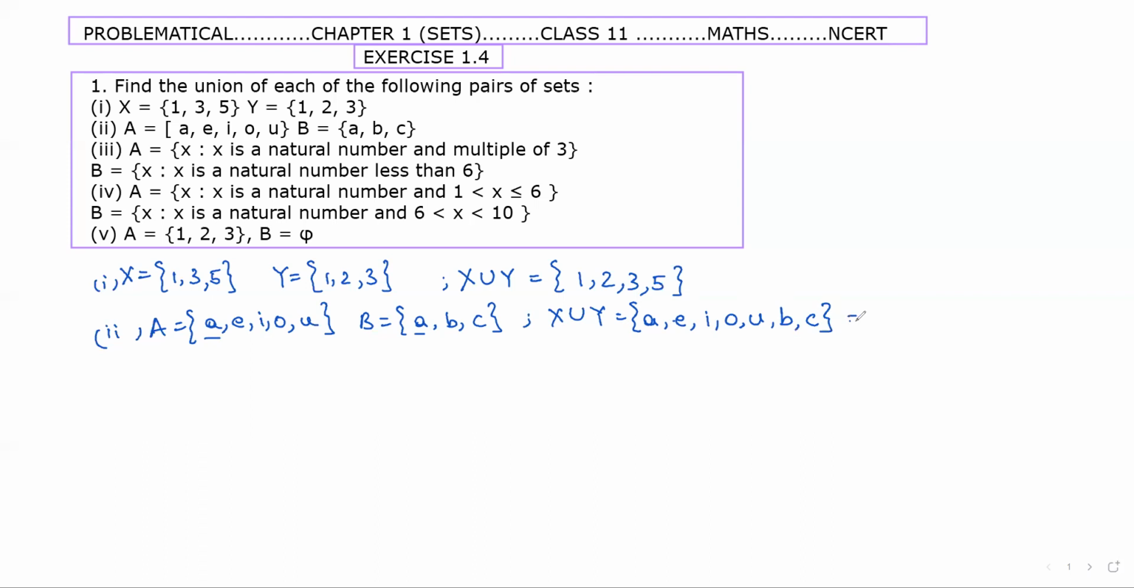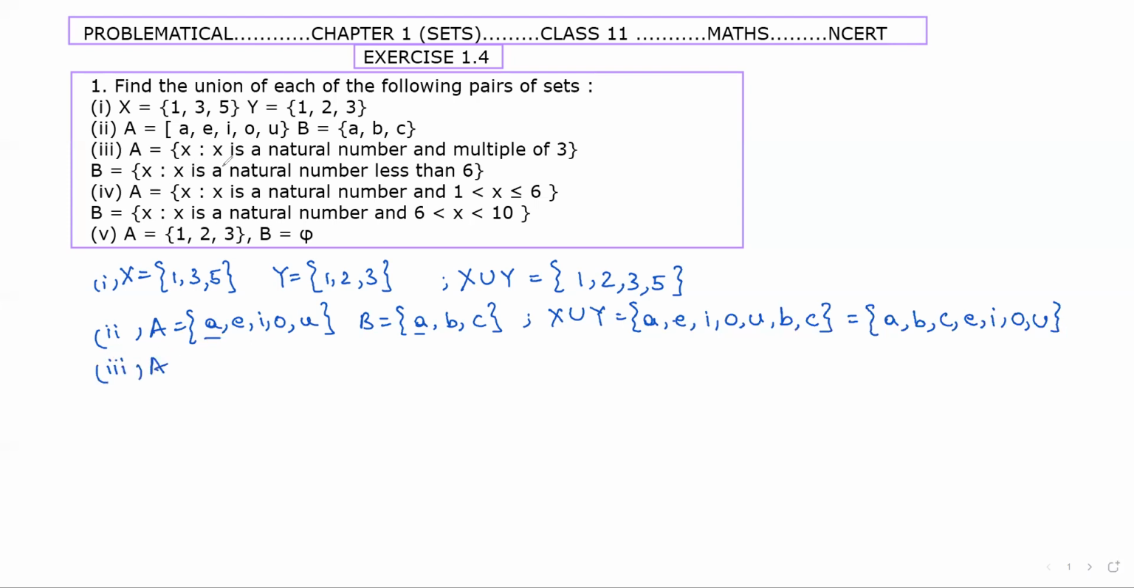You should always write things alphabetically, or in ascending order in case of numbers. So it would be a, b, c, e, i, o, u. Good.